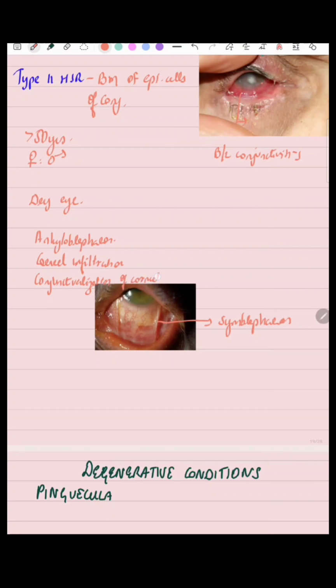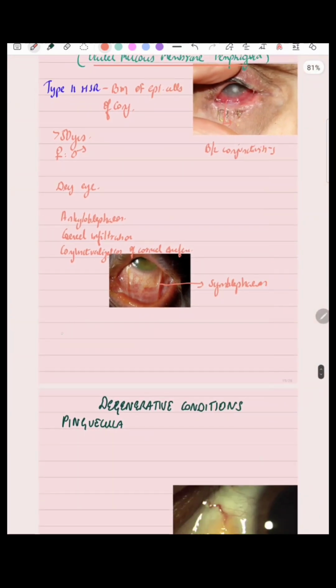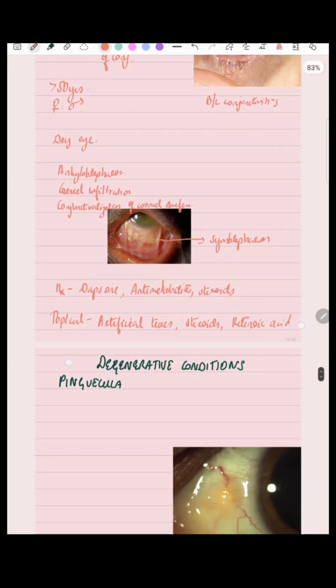Of corneal surface, keratinization and conjunctivalization of corneal surface. Now treatment includes systemic dapsone, antimetabolites and steroids. Topical: artificial tears like methylcellulose or hypromellose. Steroids and retinoic acid can be given. That is ocular cicatricial pemphigoid.